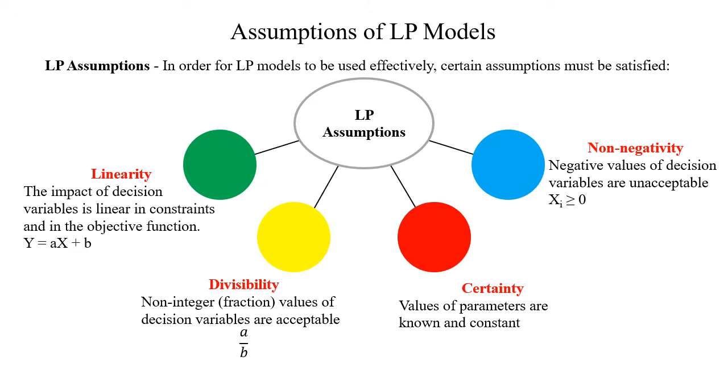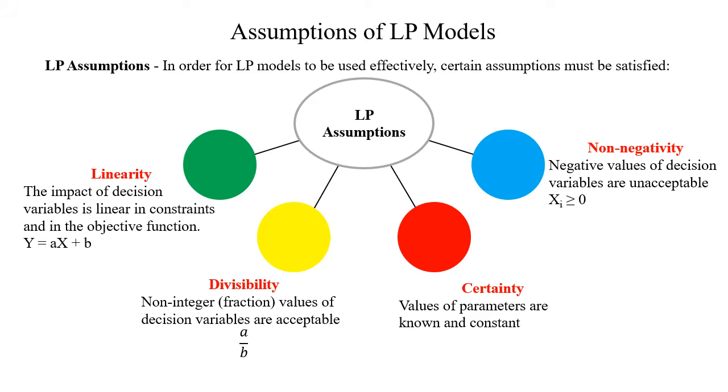And the second is divisibility. The divisibility assumption states that non-integer or fractional values of the decision variables are also acceptable. That means numbers or results written in the form of A over B, where B is not equal to 0, are also accepted.